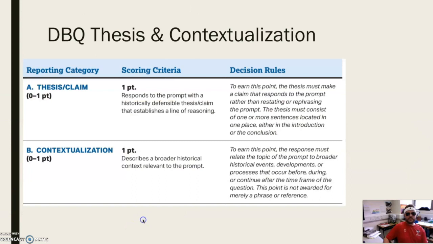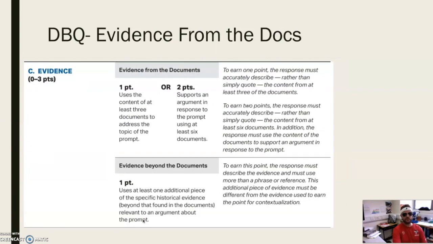We've already looked at this part of the rubric, so we're going to move on to the next part of the rubric here. So the DBQ, evidence from the docs. This part down here, evidence beyond the docs, we're going to look at later, but from the docs. All right, number 1, uses the content of at least 3 documents to address the topic of the prompt. We don't really want to pay attention to that one. We want more than 1 point. We want the 2 points. This is easy 2 points.